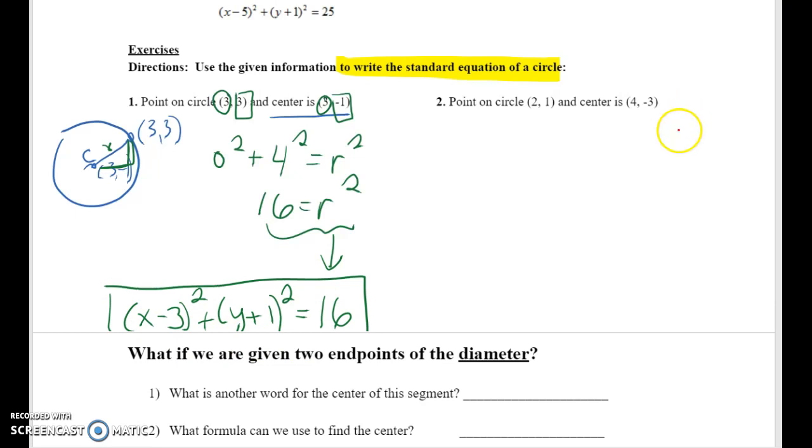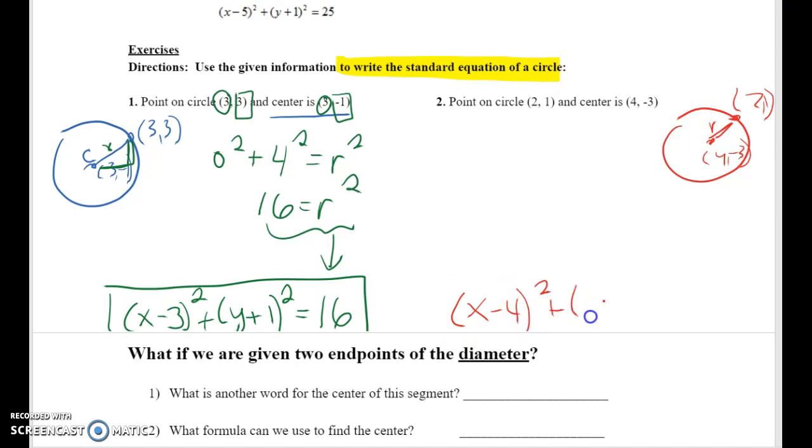We'll do this again. A point on the circle is 2, 1. The center is 4, -3. We need the radius squared because they give us the center, so we can substitute that in. X minus 4 squared plus y plus 3 squared equals, we need the radius, so again we're going to use our distance or Pythagorean theorem.